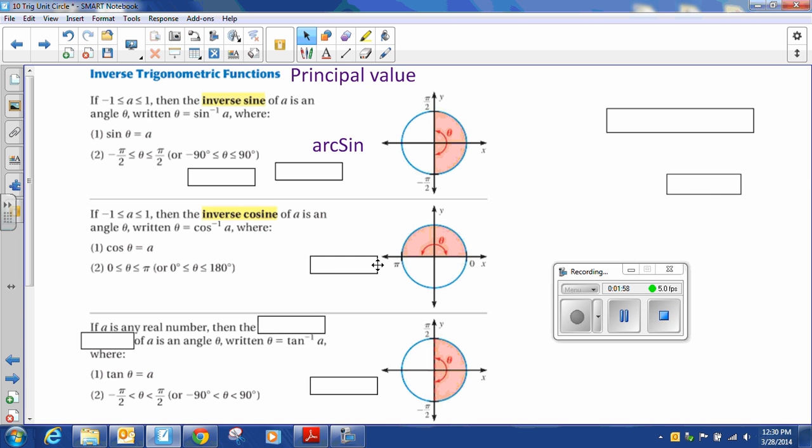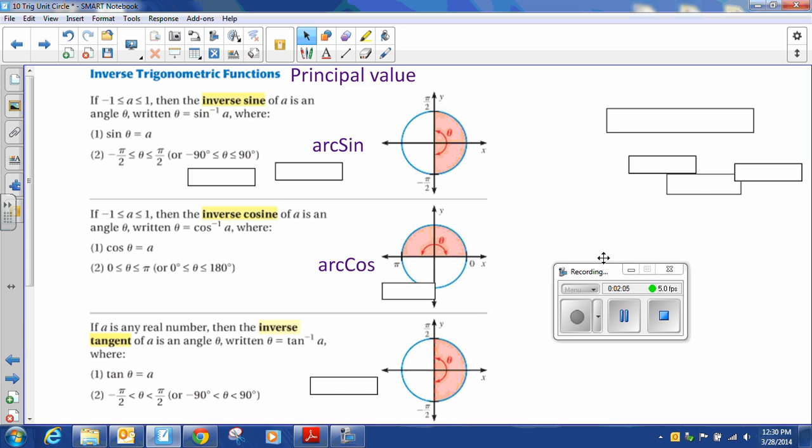Okay? Same thing for inverse cosine. It is synonymous with arc cosine. Same thing with inverse tangent. It is synonymous with arctan. And notice how the arc cosine domain is restricted to 0 to pi radians, or 0 to 180 degrees. And inverse tangent is the same restriction as inverse sine.